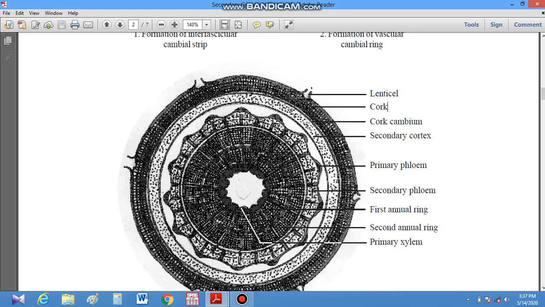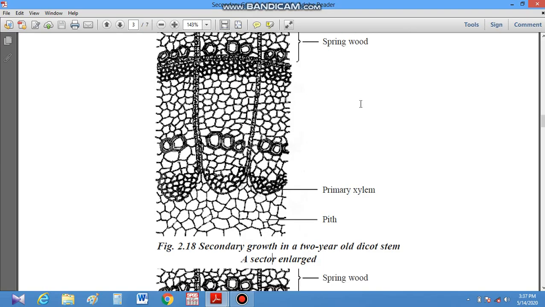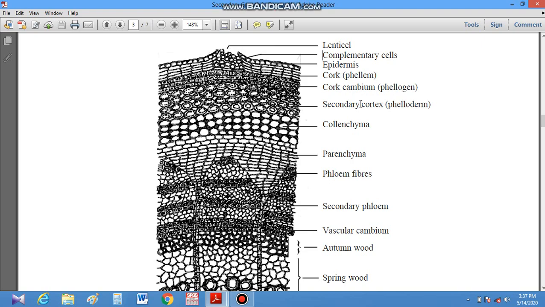Sometimes in the periderm there are openings. In the cork there are openings called lenticels, which help in the gaseous exchange of the plant. So through this diagram we can understand how secondary growth proceeds in the stems and roots.